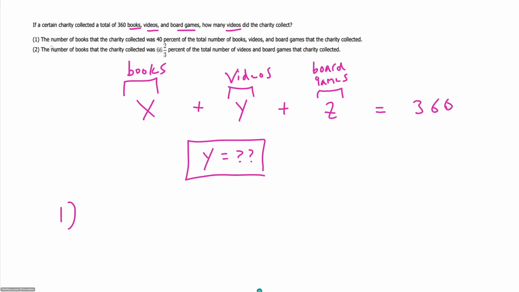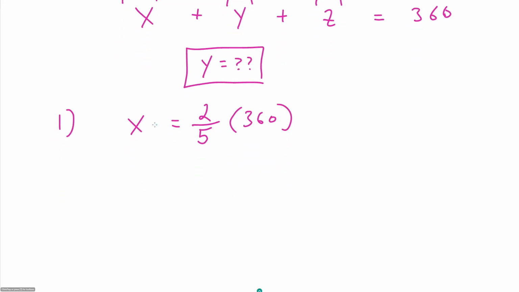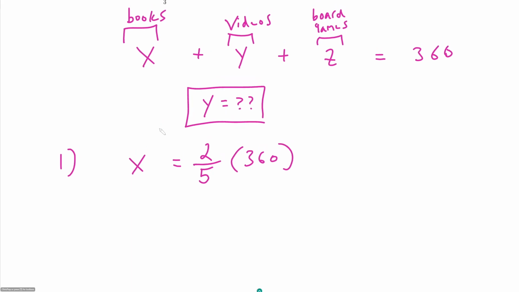Statement 1, the number of books that the charity collected was 40% of the total number of books, videos, and board games that the charity collected. So the number of books, that is x, is equal to 40%, or 2/5 of the total. So that is 2/5 of 360. And so if our books were 2/5, that means everything else that remains, which is y plus z, should be 3/5 of our total.